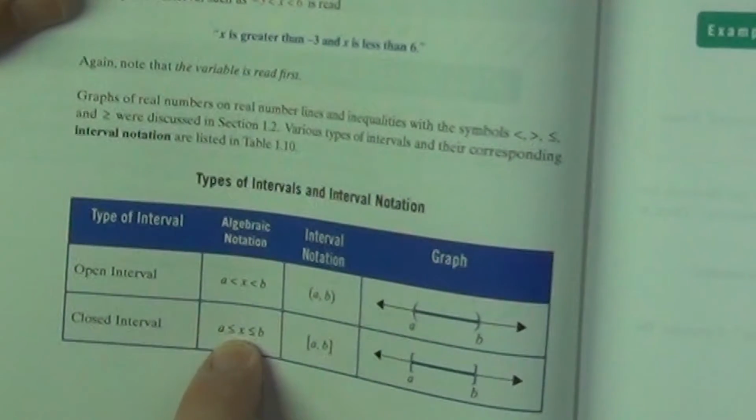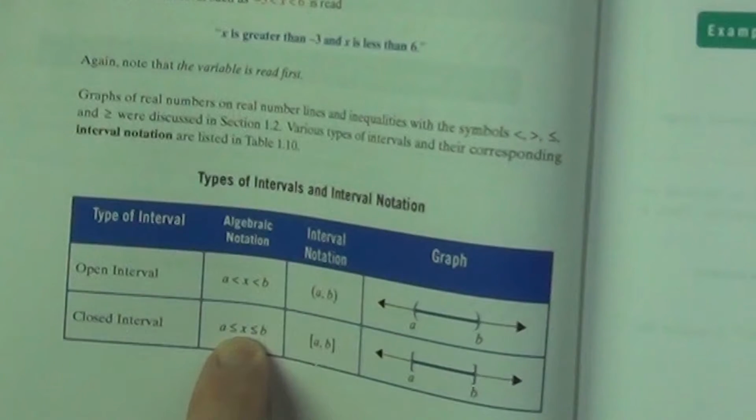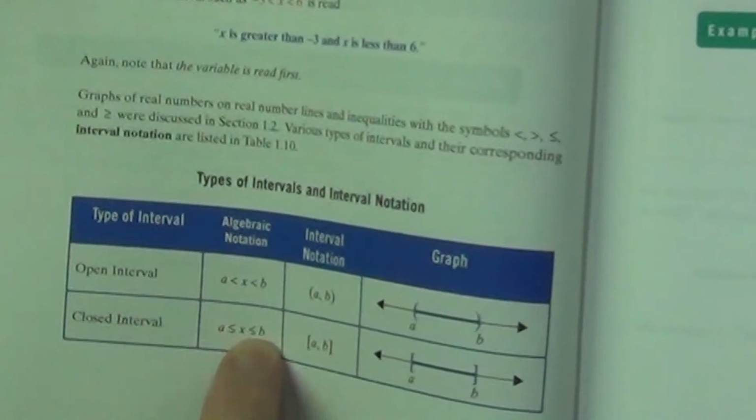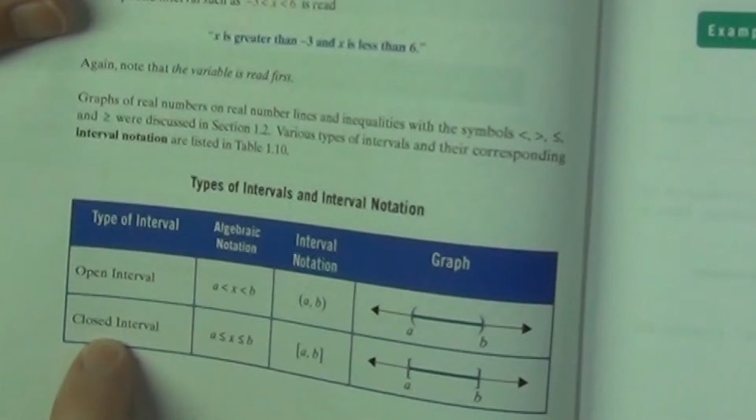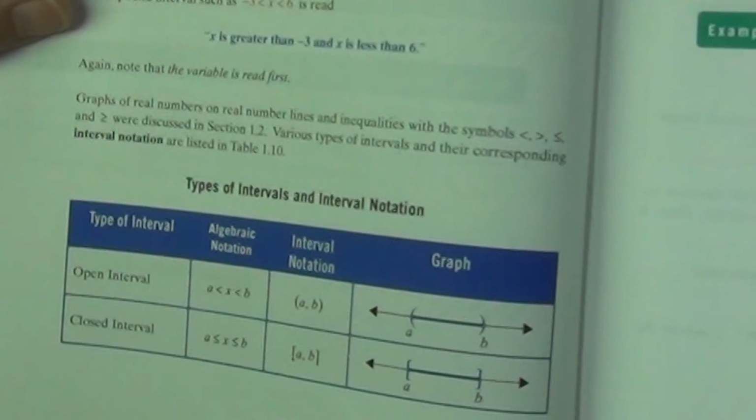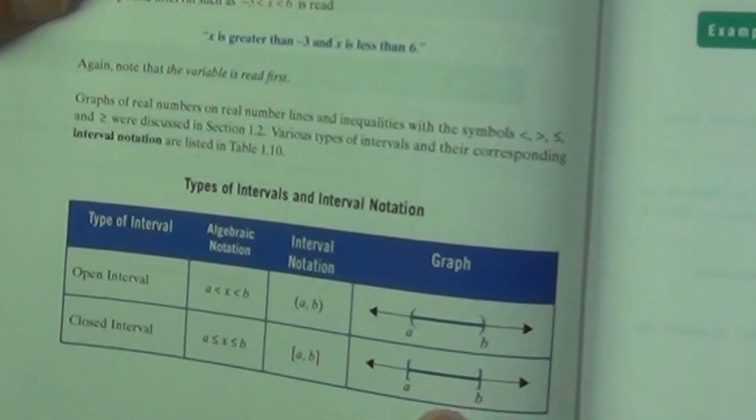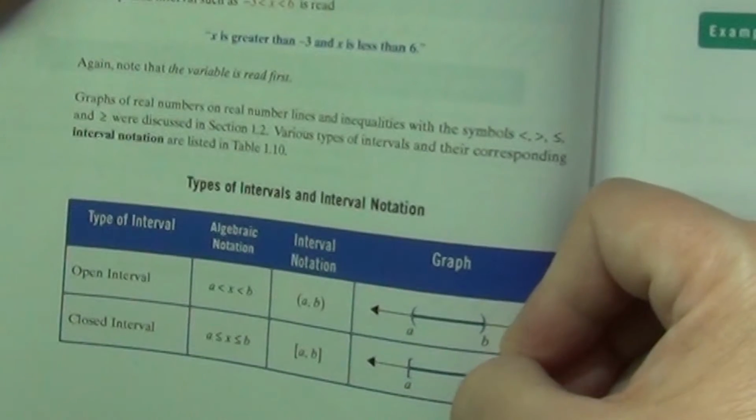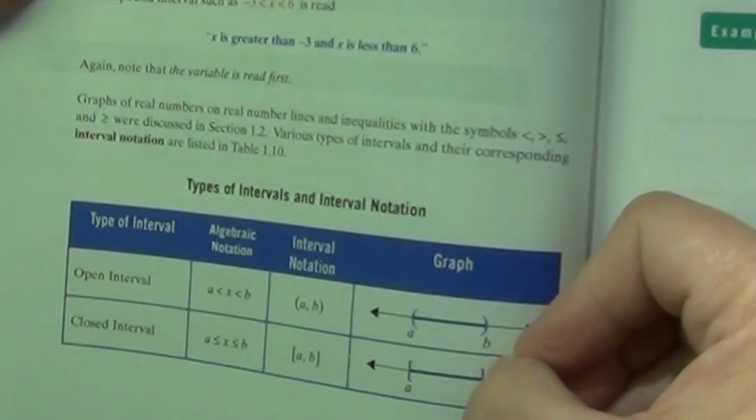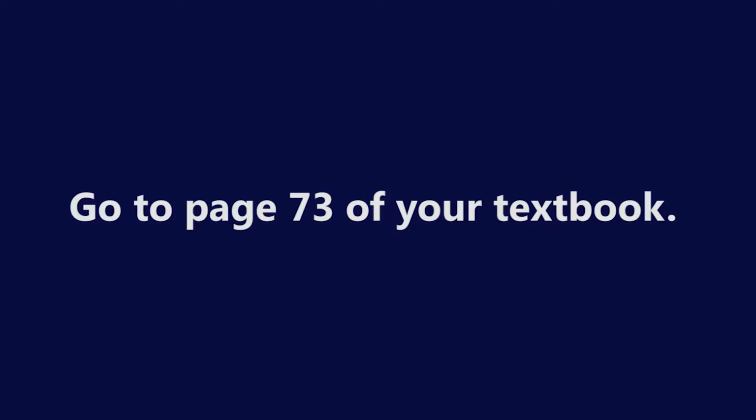If it includes the endpoint, here the X value is all the values between A and B, and X could equal A and X could equal B. That's called a closed interval. Notice that we denote that with square brackets, and on the number line we put square braces at the endpoints, and that includes that point B and the point A.